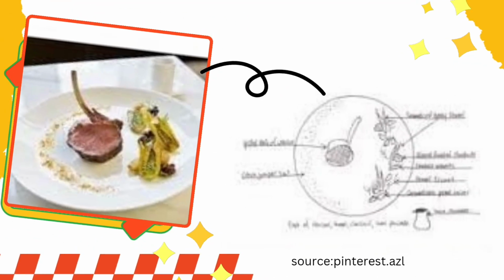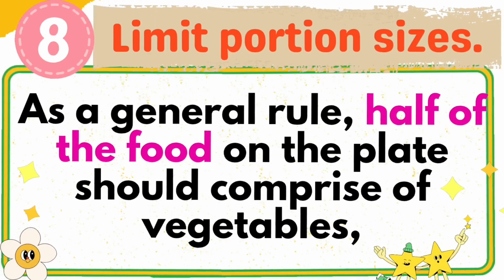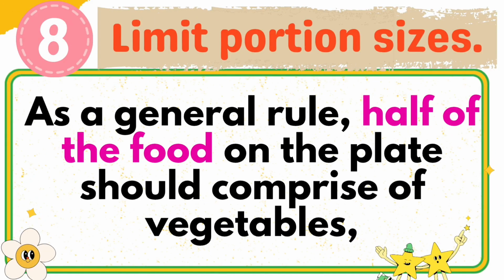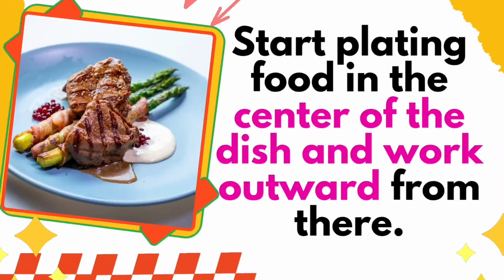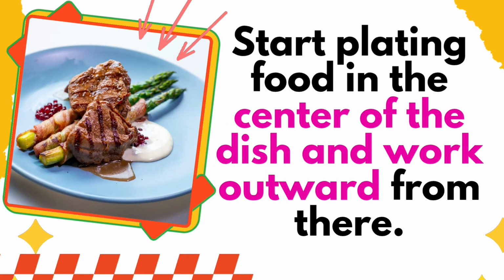Sample ideas for plating. 8. Limit portion sizes. As a general rule, half of the food on the plate should comprise vegetables, 1/4 meat or another protein, and 1/4 starch. Start plating food in the center of the dish and work outward from there.